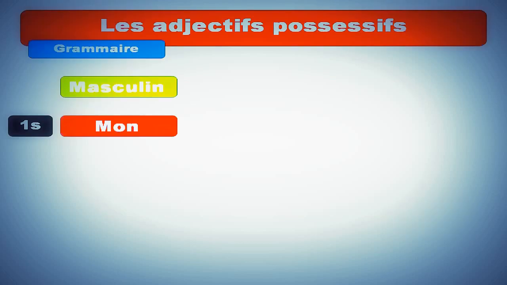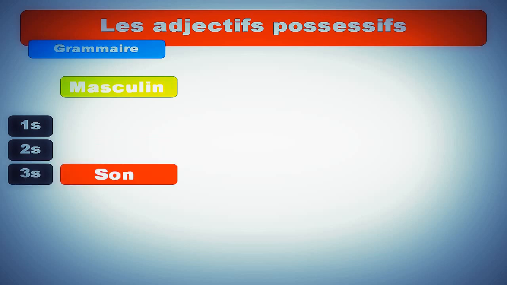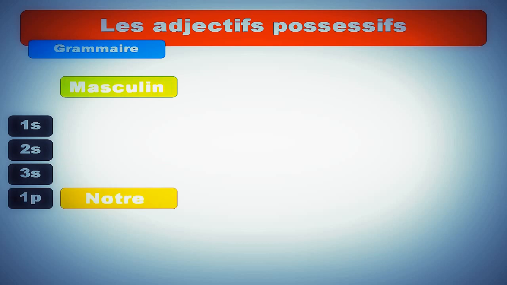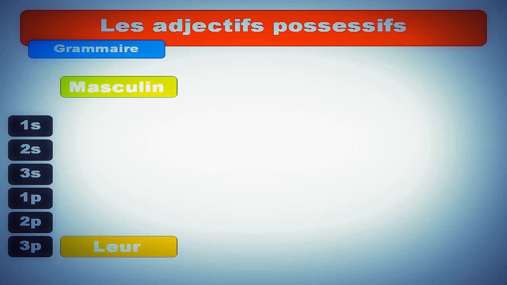So masculine form for the first person, it's mon. Repeat. Mon. Okay, and then comes ton. Ton. Okay, and then third person, son. Son. Okay, and then notre. Notre. Okay, and then votre. Votre. Okay, and then leur. Leur.